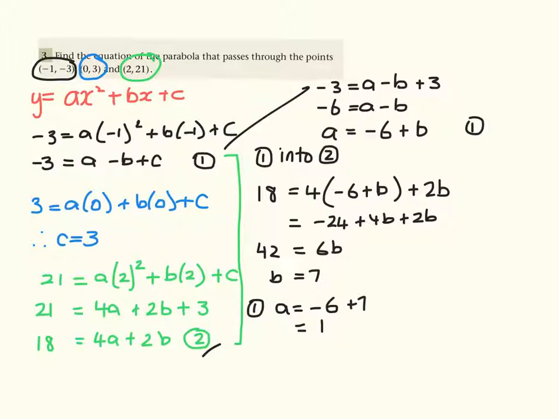Alright, so I have at the start my general equation for a parabola. And now I've worked out my values for a, b and c. So y equals, well, a is 1, so we just write x squared, plus 7x, b is 7, it's positive 7, and c is 3. So the parabola y equals x squared plus 7x plus 3 passes through all those 3 points that we've used. And you can test that by substituting into that equation.